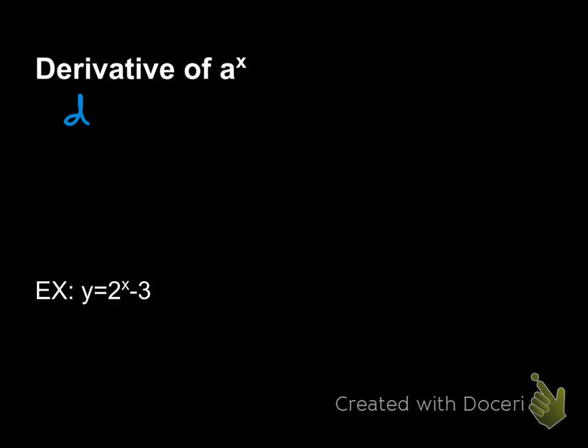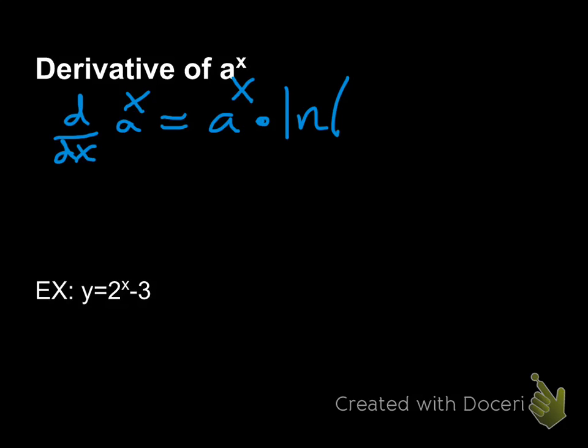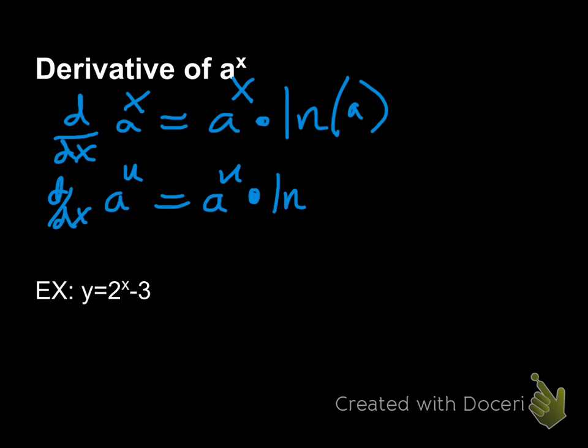a to the x. We would write this. d dx of a to the x is going to be a to the x times the natural log of whatever the base is, the natural log of a. Okay? If I have a to the u, where u is some function, which will happen probably quite a lot, and I want to take d dx of that thing, then that's going to be a to the u times, once again, the natural log of the base times the derivative of whatever u is, right? du dx.